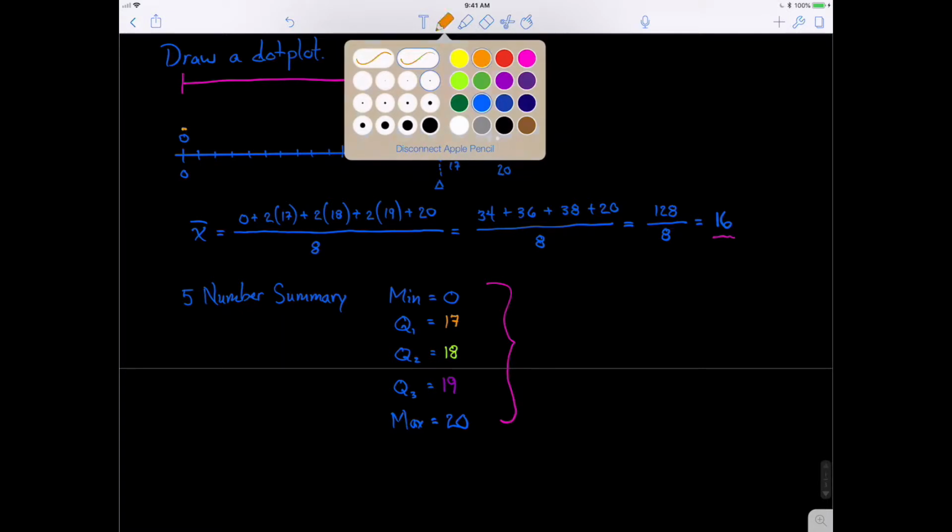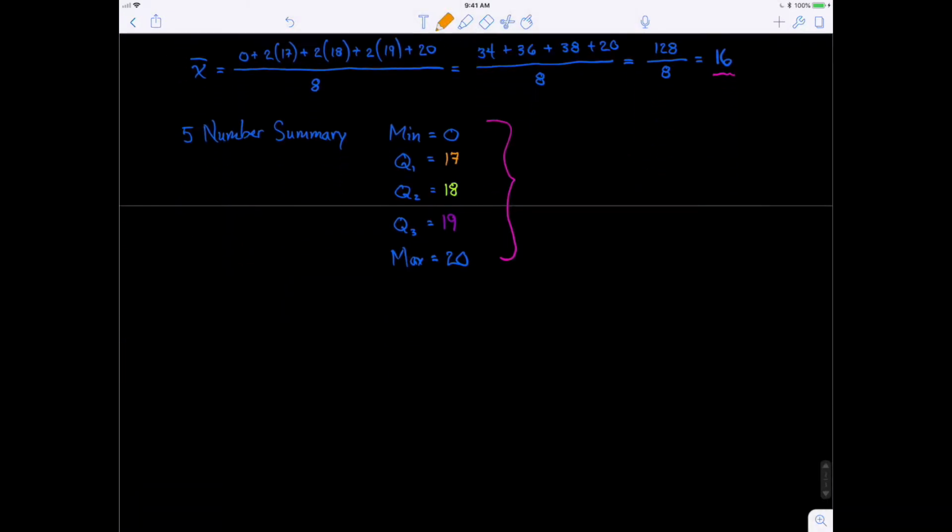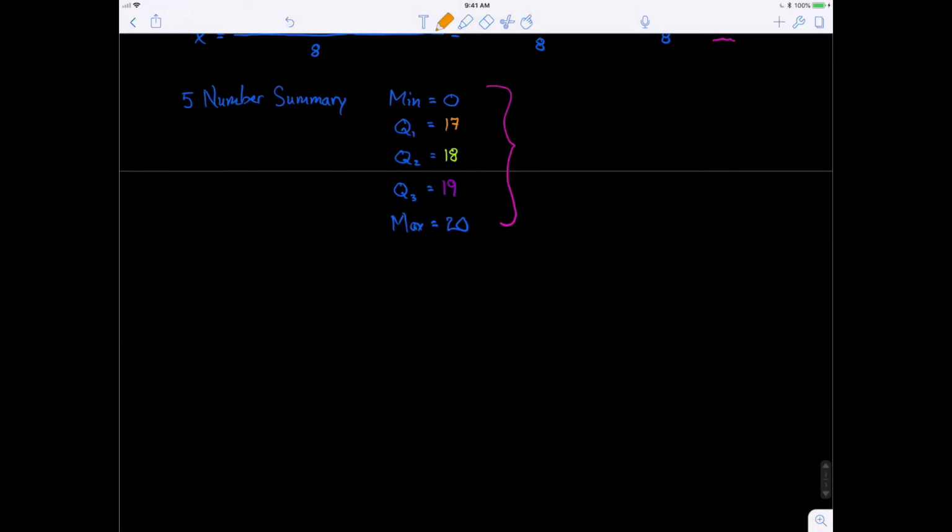So we'll do our recalculations in orange. So let's do this. Let's write it this way. We'll find the mean and 5-number summary when 0 is removed.